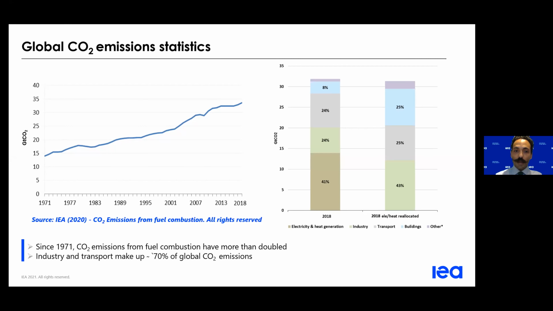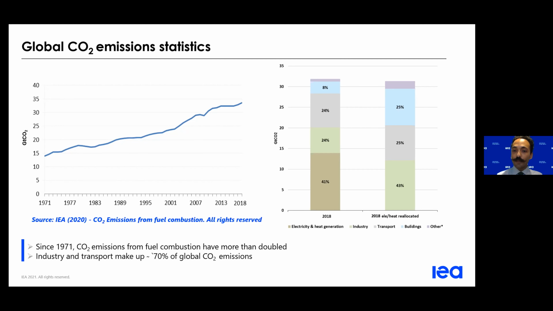As you can see on the graph on the left, this is the CO2 emissions from fuel combustion globally from year 1971 to 2018. And as we can see clearly from the trend, the emissions have actually more than doubled in this period. And what we can see on the right figure is the sectoral CO2 emissions from fuel combustion. The power generation, so the electricity and heat generation, corresponds to about 40% of the global CO2 emissions.